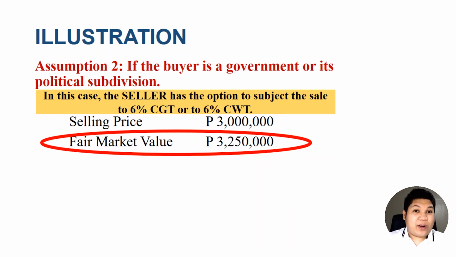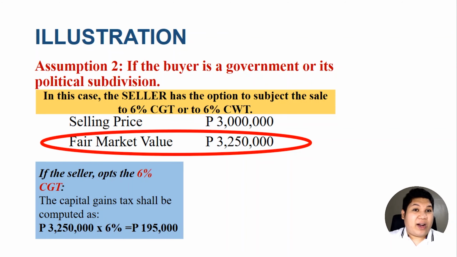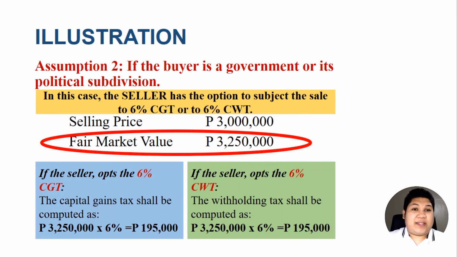So the seller, Juan, can choose whether to subject the sale to 6% CGT or to 6% creditable withholding tax. If Juan opts to subject it to 6% capital gains tax, the capital gains tax shall be computed as 3,250,000 times 6%, and that is 195,000 pesos. But if the seller opts for the 6% CWT, or creditable withholding tax, the withholding tax shall be computed as 3,250,000 times 6%, that is 195,000 pesos. The tax as to amount is the same for whatever option, but there is a big difference.